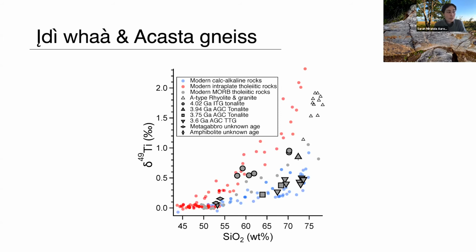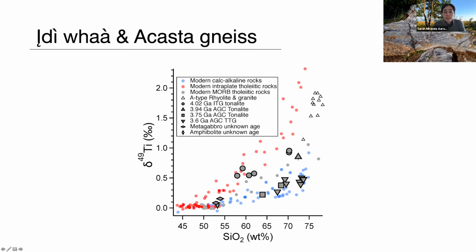To us, it was really clear that the 4.02 billion year old Idowa gneiss, which are these gray circles, are really plotting on top of the modern plume setting rocks. So this confirmed previous studies that had suggested that these rocks formed in a plume environment, similar to what we have in Iceland, for example.